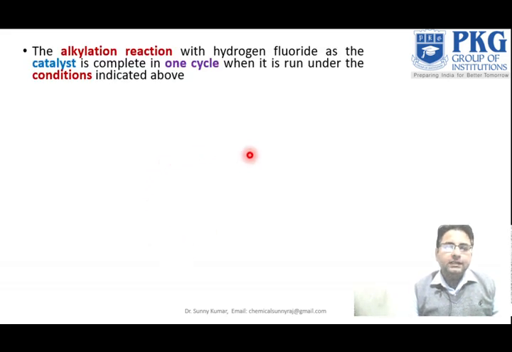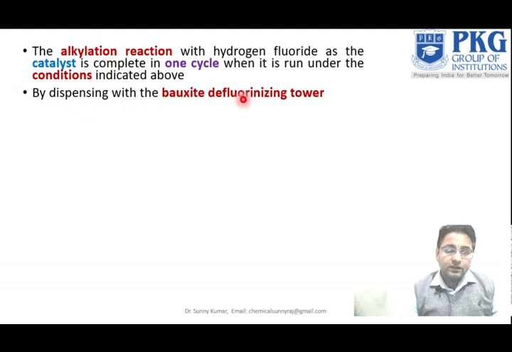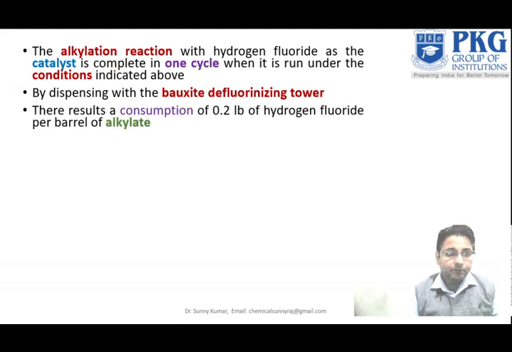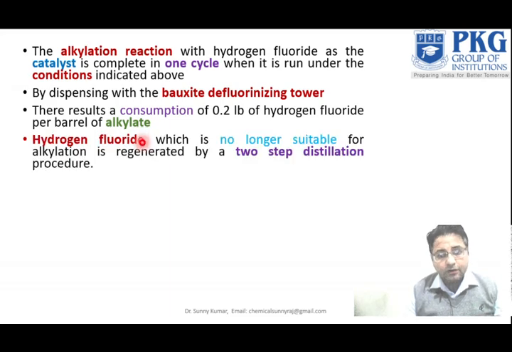The alkylation reaction with hydrogen fluoride as a catalyst is complete in one cycle when it is run under the conditions indicated above, dispensing with the bauxite defluorization tower, and this results in a consumption of 0.2 pound (lb) of hydrogen fluoride per barrel of alkylate. This is the consumption of hydrogen fluoride used for these alkylation reactions, and the hydrogen fluoride which is no longer suitable for alkylation is regenerated by a two-step distillation procedure.